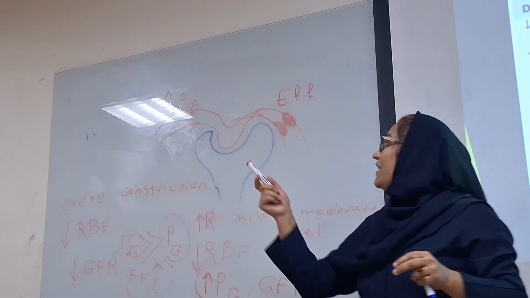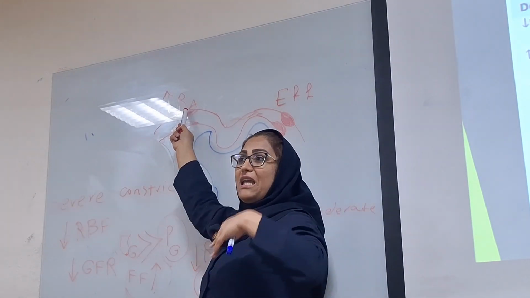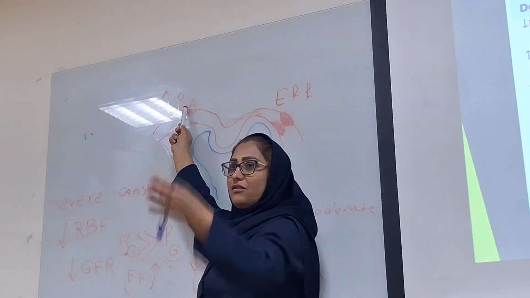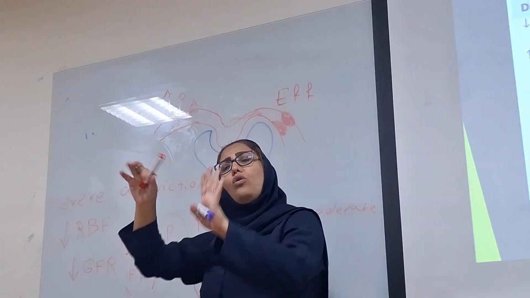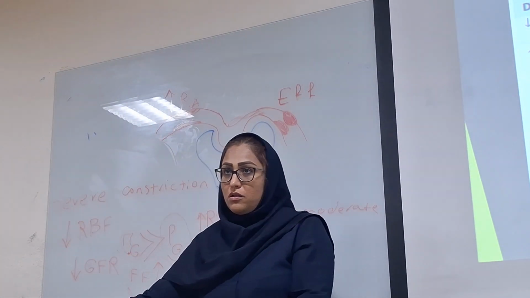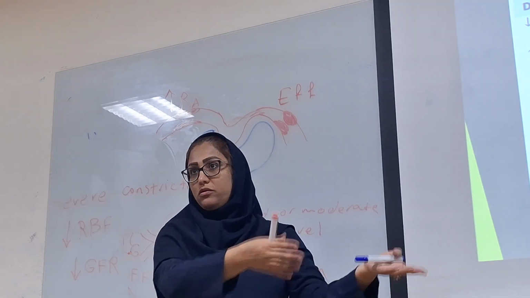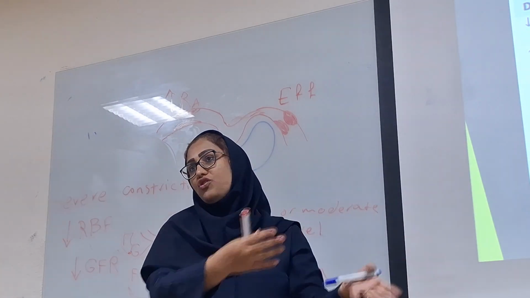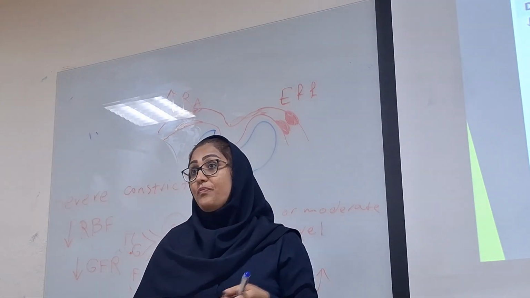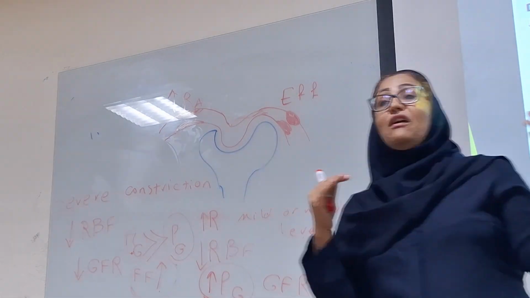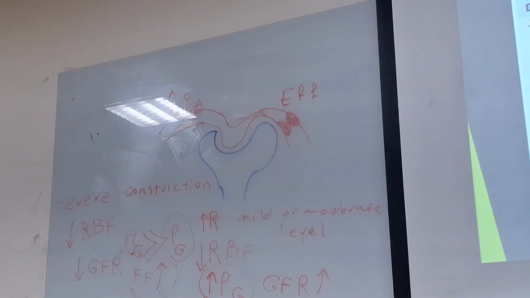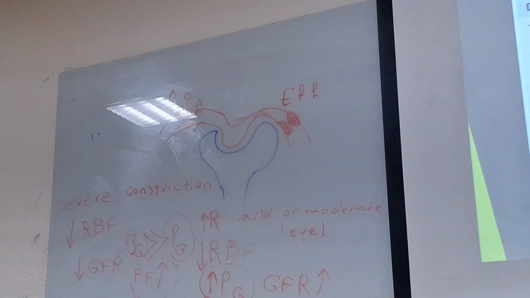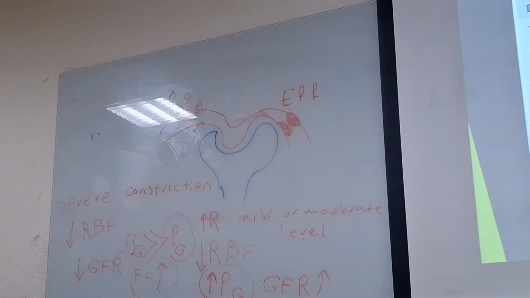All the time, when afferent arteriole resistance increases, RBF decreases, PG decreases, and GFR decreases, because it is the input part and the blood flow is faster. But in the efferent arteriole, there is biphasic behavior. When there is mild or moderate constriction, PG increases.